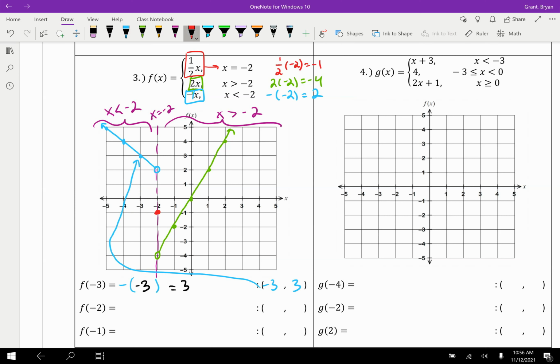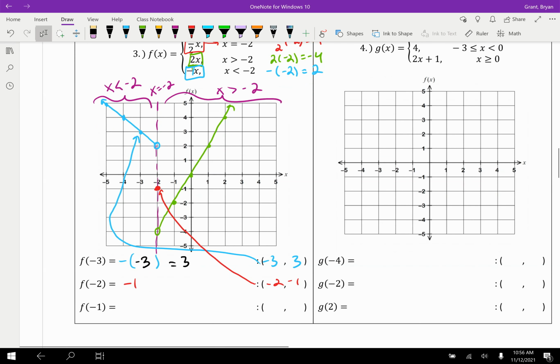F of negative 2, so x is equal to negative 2, that's our top branch. And we already substituted that in. We saw that's negative 1. Negative 2, negative 1 is also on our graph. Last but not least, we had to find f of negative 1. Negative 1 is, let's see, larger than negative 2, so we use the 2x. We're substituting in negative 1. 2 times negative 1 is negative 2. Negative 1 comma negative 2 is right here. Good. Looks like everything's matching up.